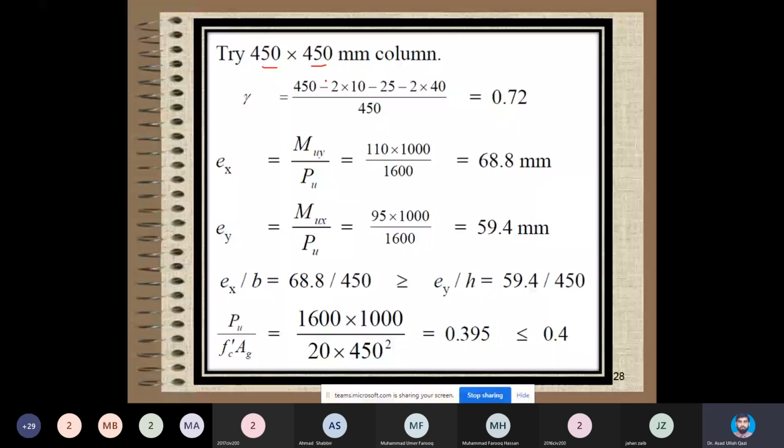first thing is, since we want to consult the design aids, we need to calculate the gamma. Since the column is square, gamma along the x-axis will be equal to gamma along the y-axis. For gamma estimation, we need to subtract from either side the ties dia, cover, and the corner bar, half from either side. Assume the corner bar is number 25. So 12.5 from either side gives me gamma 0.72.